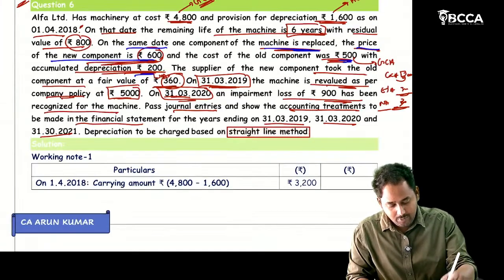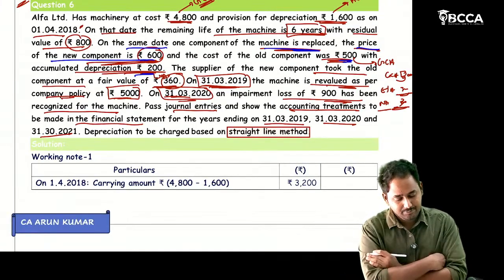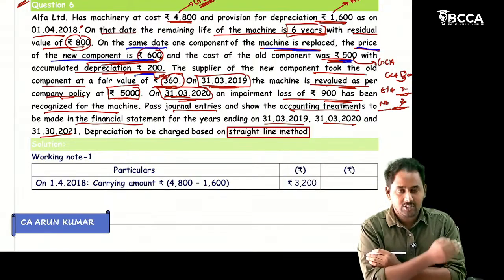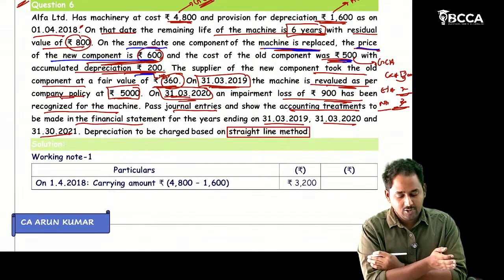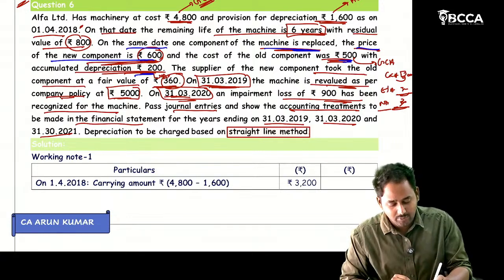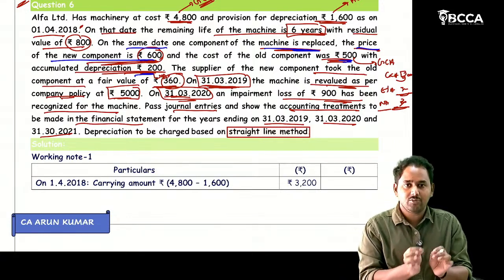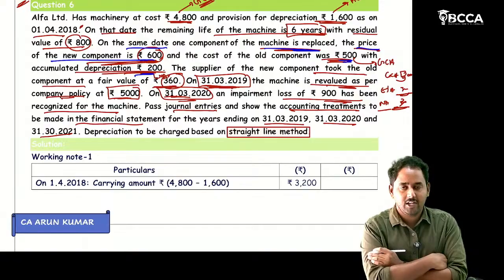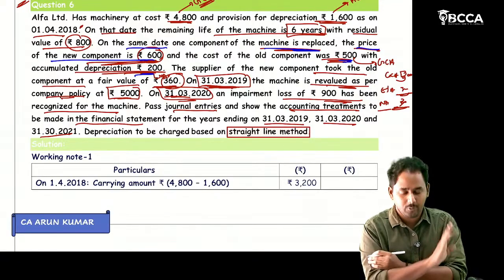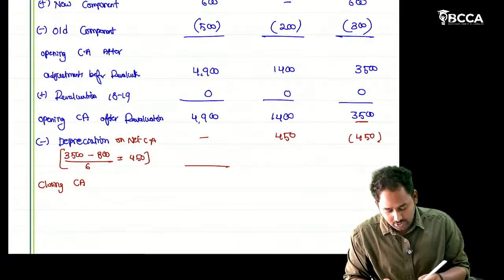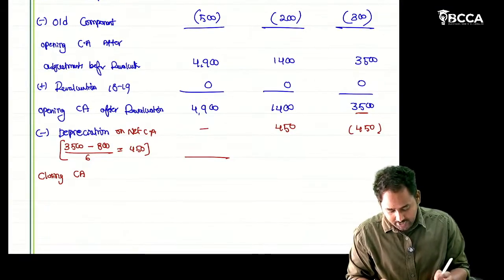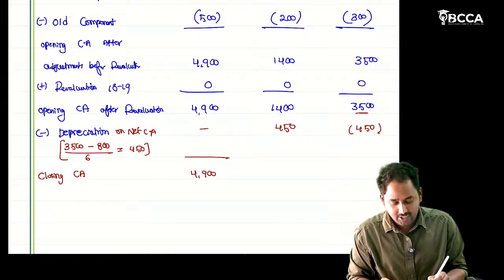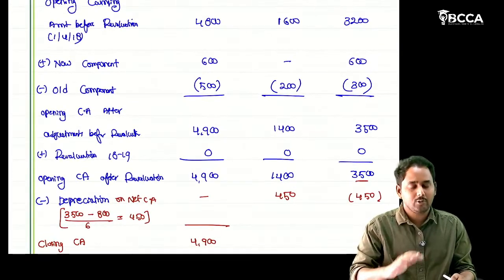Is there any impairment during 18-19? No. The impairment is on 31st March 2020. But the revaluation is on 31st March 2019, which here means 1/4/2019, because the revaluation is always provided on opening amounts. Here I got the closing carrying amount. The gross closing carrying amount is 4,900.